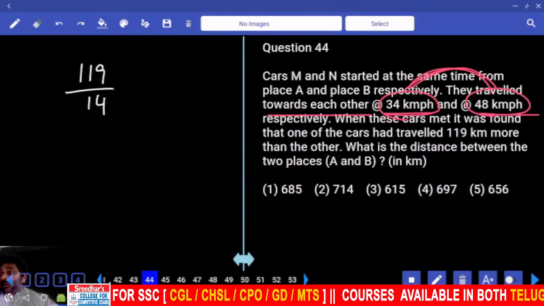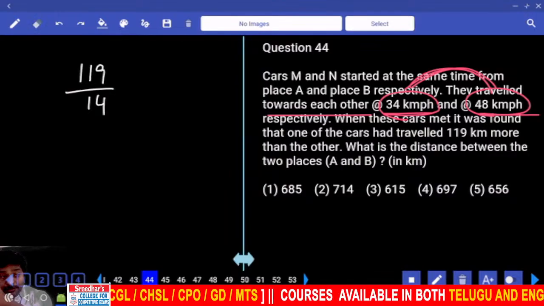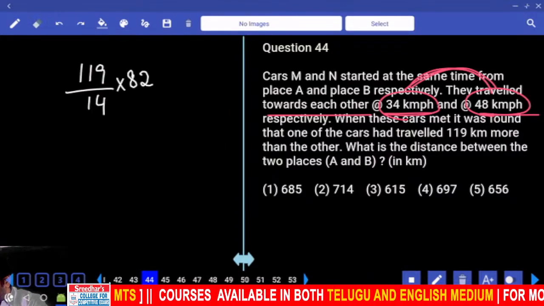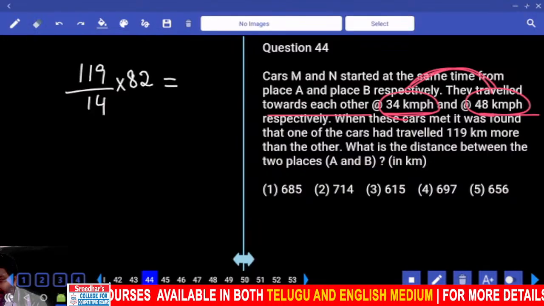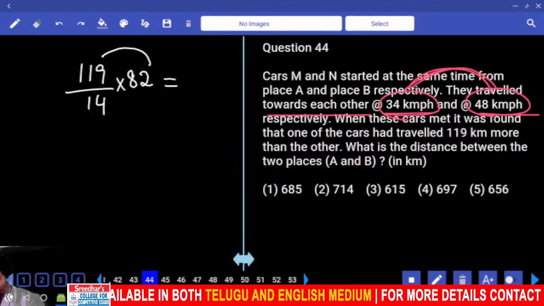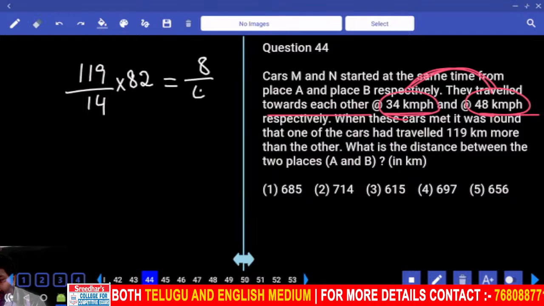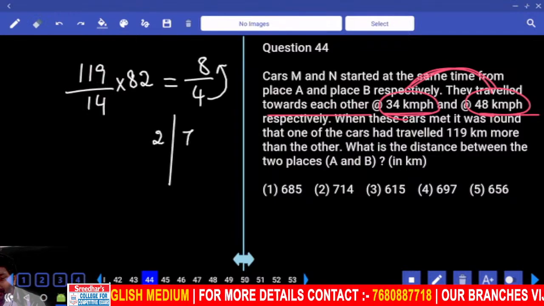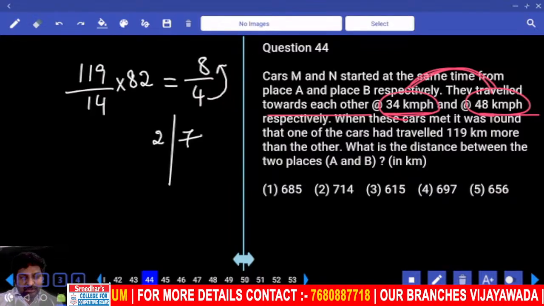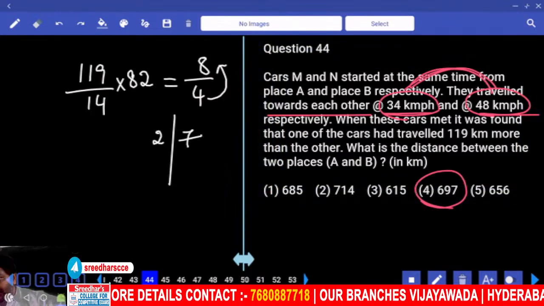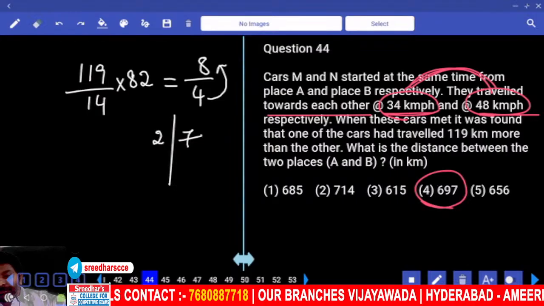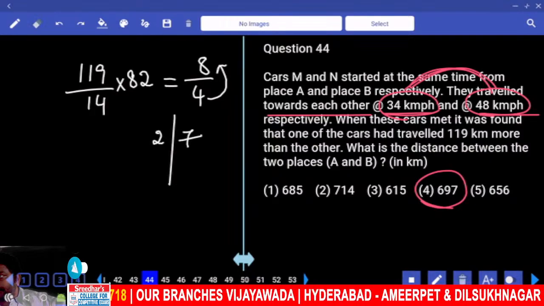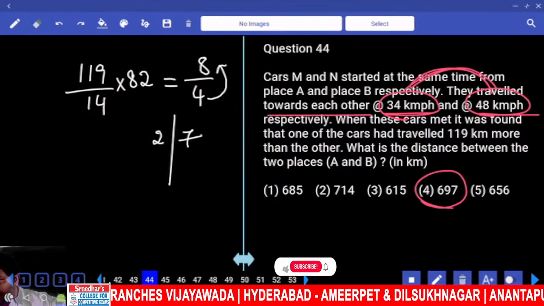Total distance covered by both is equal to 82 parts into 82. Numerator ends with, denominator ends with 4 into which number ends with 8? Either 2. Answer should end with either 2 or 7. Fourth option. Followed.